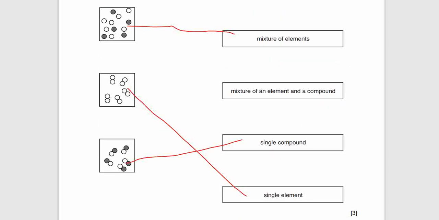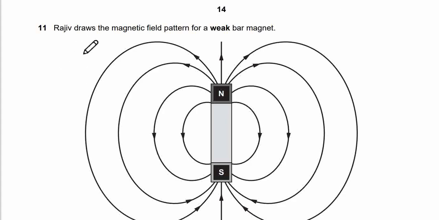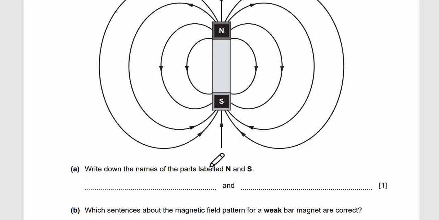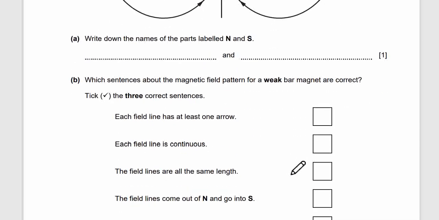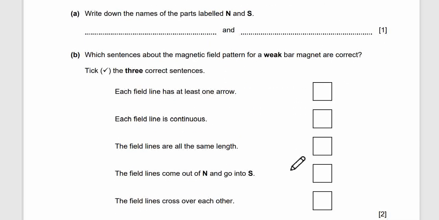Okay, let's move on. Question 11. Regit draws the magnetic field pattern for a weak bar magnet. Question A. Write down the names of the parts labeled N and S. It will be North Pole and South Pole. Question B. Which sentences about the magnetic field pattern for a weak bar magnet are correct? We take 3 correct sentences.